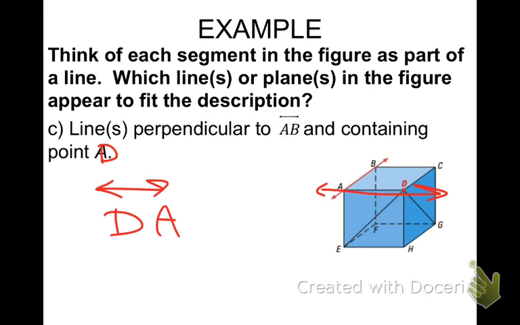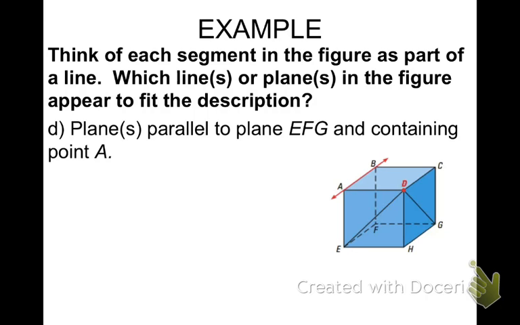And then part D, what plane is parallel to EFG containing point A? So EFG is the bottom. Yep, so we go up to the top, ABC. Only 3 points to name a plane, so just pick 3 of them. I was being creative. ABC. That's the craziest shape I've ever seen. All right, once you have that, flip on to the back.